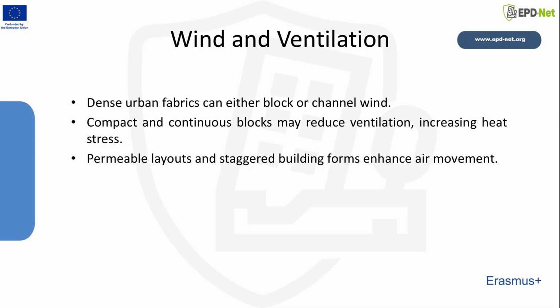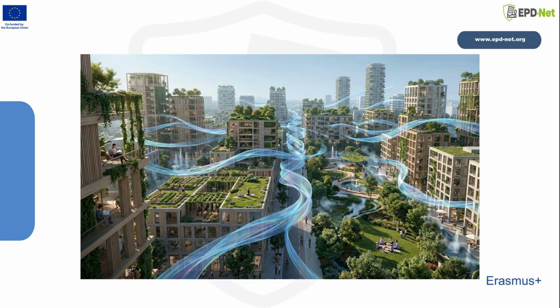When ventilation is restricted, accumulated heat cannot dissipate efficiently. This not only affects outdoor thermal comfort but can also increase cooling demand in buildings. On the other hand, permeable layouts, staggered building forms, and strategically positioned open spaces can enhance natural air movement. Wind corridors, gaps between blocks, and variations in building height help guide airflow through urban areas. Therefore, the goal is not simply to reduce density, but to design it in a way that maintains urban porosity and supports effective ventilation under local climatic conditions.